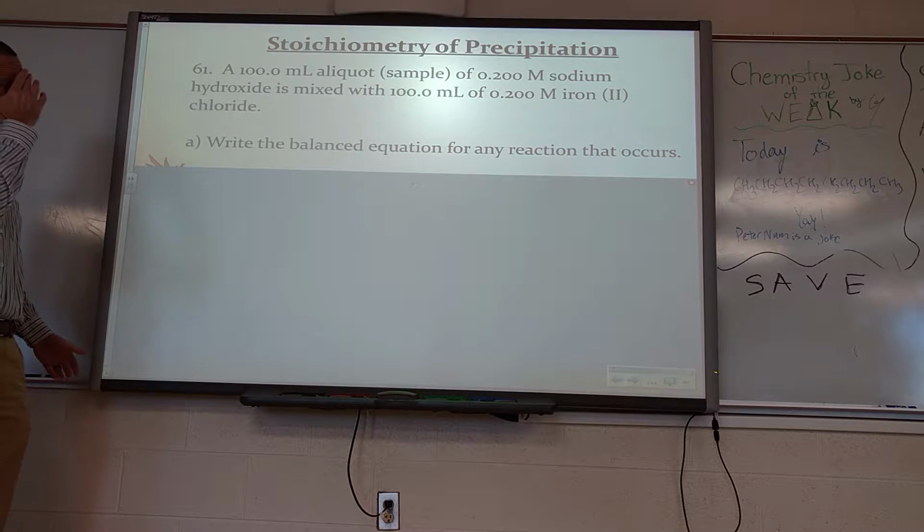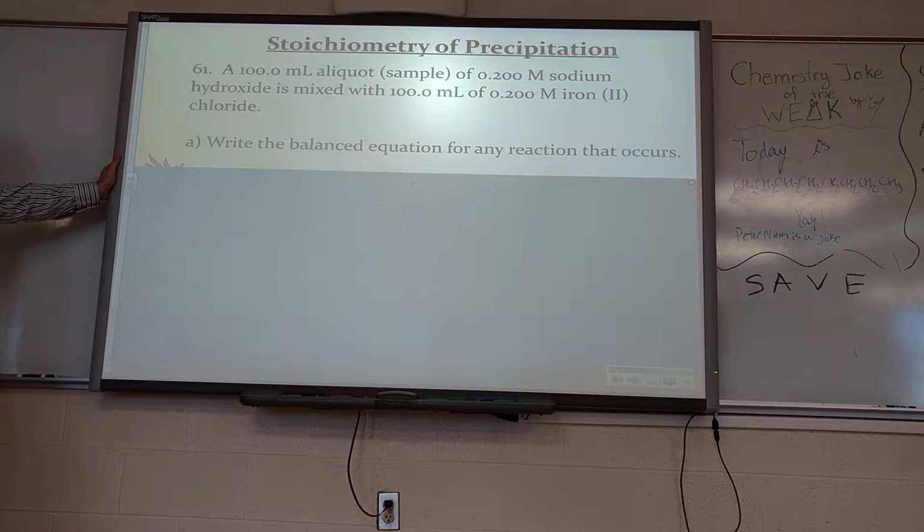So we have some stoichiometry that we're going to have to contend with. Part A asks for a balanced equation for any reaction that occurs. It's possible that this is a no reaction. It's not likely, though. I think there's probably going to be a reaction. Can you identify any combination of ions here that will precipitate?